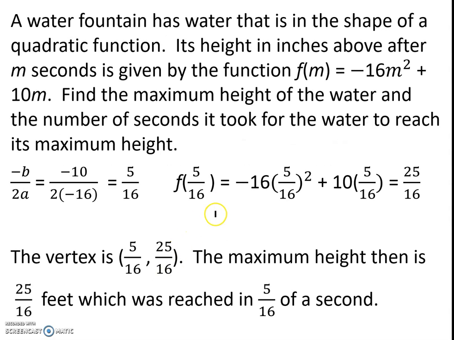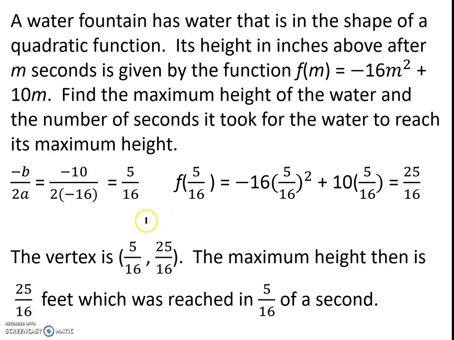We have a nice little problem about a water fountain. It has water that is in the shape of a quadratic function. Its height in inches after m seconds is given by the function f of m equals negative 16m squared plus 10m. We're asked to find the maximum height of the water as well as the number of seconds it took for the water to reach that maximum height.